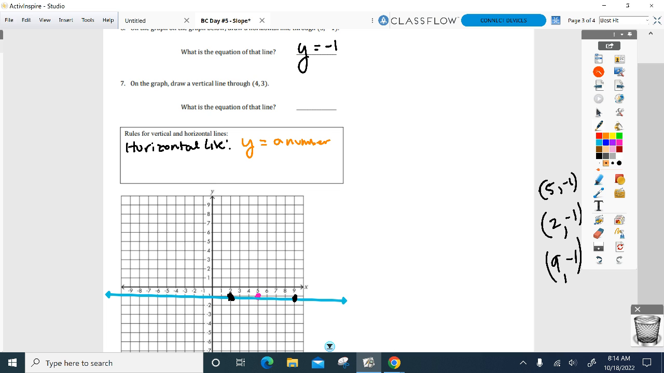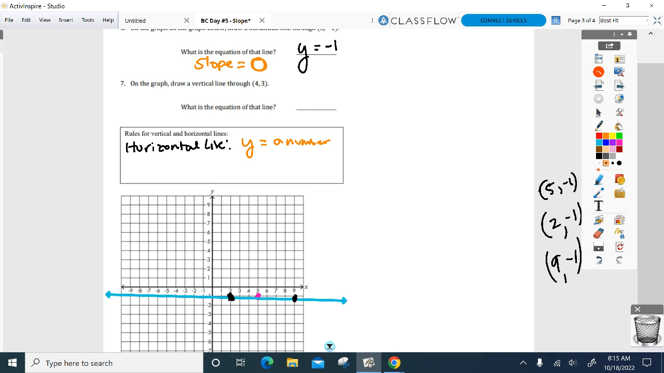Last thing here before we get off horizontal. Any line that's horizontal has a slope equal to 0. The number 0. When I say 0, that doesn't mean does not exist. It means the number 0.